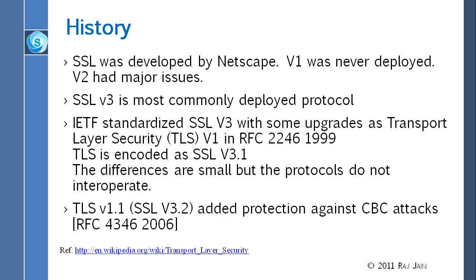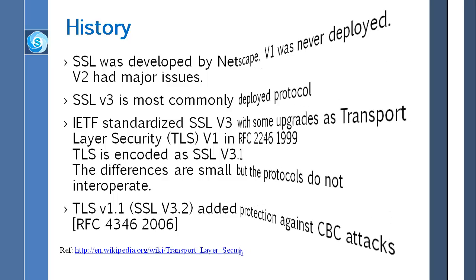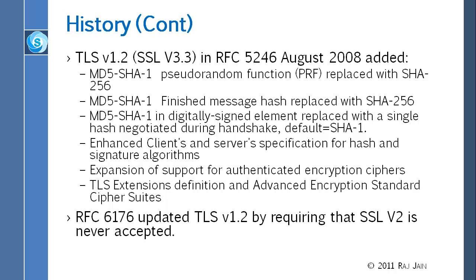After TLS version 1 in 1999, version 1.1, which is encoded as SSL version 3.2, was done in 2006. That added protection against CBC attacks, which had been discovered in the meantime. Then TLS version 1.2, which is encoded as SSL version 3.3, was done in 2008, and it added many things. It replaced MD5 and SHA-1 with SHA-256.